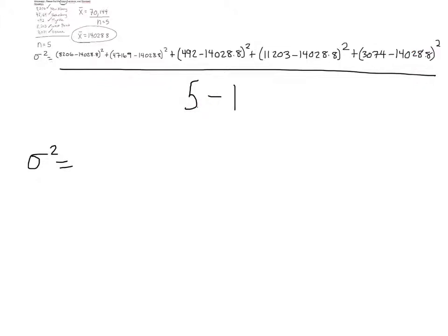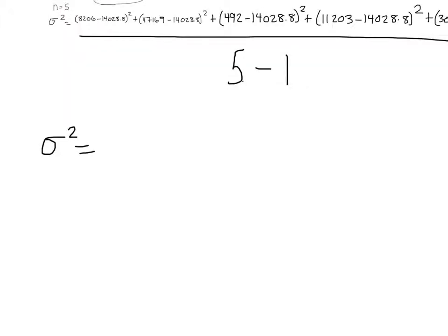So I'd pause the video and add all those up yourself. And so for my first value, I have 33,904,999.84. Now that represents 8,206 minus 14,028.8, and then squaring it, and this is what I get right here. And now I need to do that for these other 4. So the second one, Hattiesburg's, would be 109,827,2856.